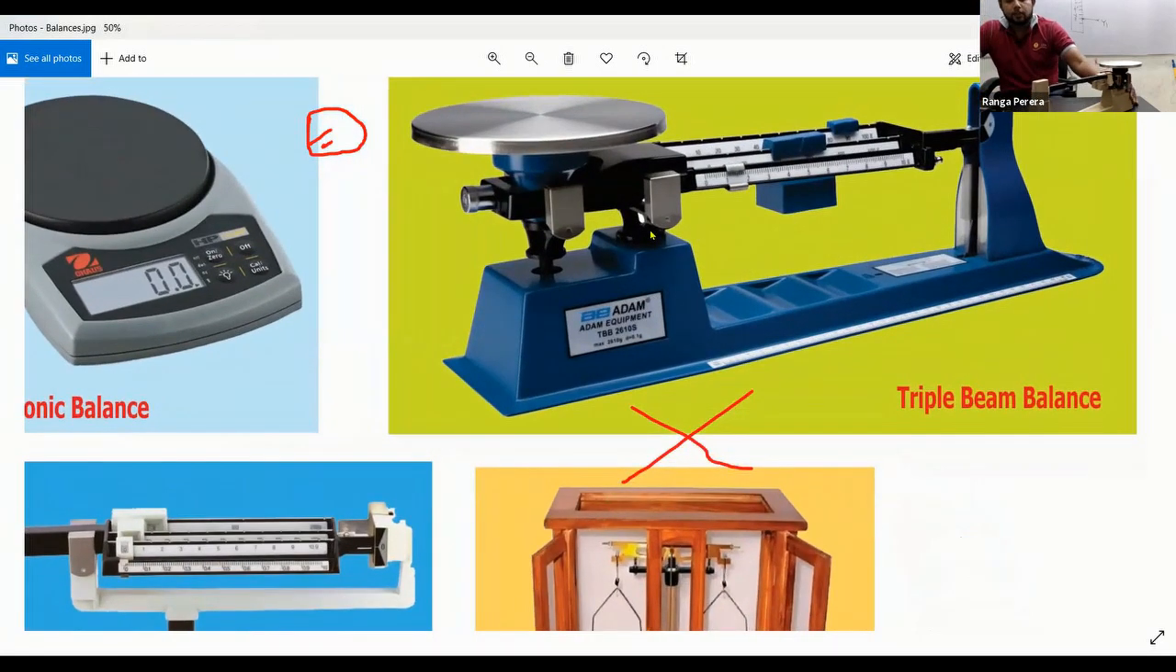So here we have the triple beam balance. This is the triple beam balance. Can you write the topic? Triple beam balance. Better write the topic; we'll discuss that.